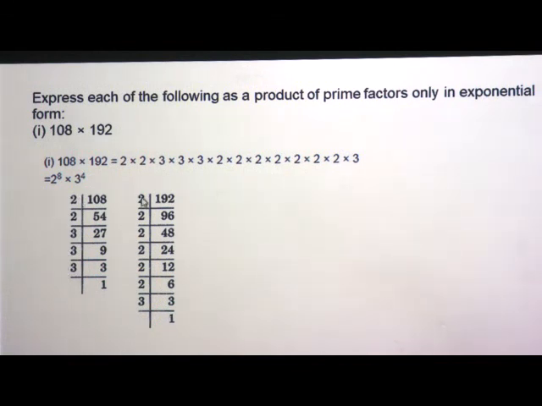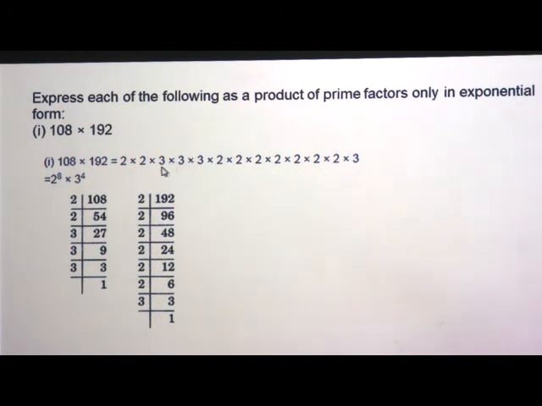Now, we have to write all the factors of 108 and 192. So, we will write all the factors which we found by the division method, that is, 2 into 2, 3 into 3 into 3, which are the factors of 108, then we will write 2 into 2 into 2 into 2 into 2 into 2 and into 3 as the factors of 192. Now, find the common base, that is 2. How many times is it? It is 8 times. So, we write it as 2 raised to the power of 8.